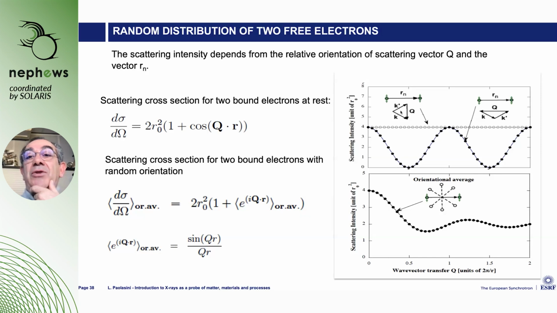Of course, if these electrons are free to rotate and we repeat the experiment with a large number of photons, we need to take the orientational average of the phase factor associated with the second electron, which is equal to sin(QR) divided by QR. We obtain, as a function of Q, so as a function of the scattering angle, this typical modulation. The first maximum corresponds to the interatomic distance, of course, but we can see that at larger angles this oscillation becomes more and more smooth.